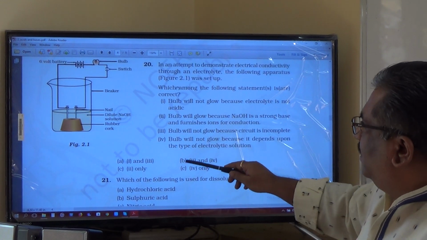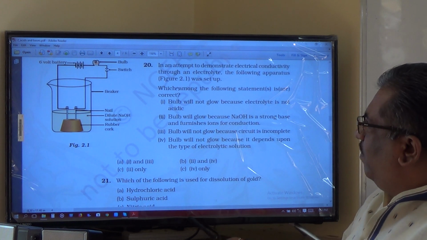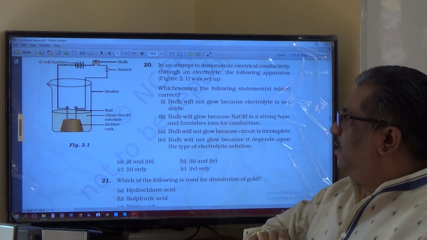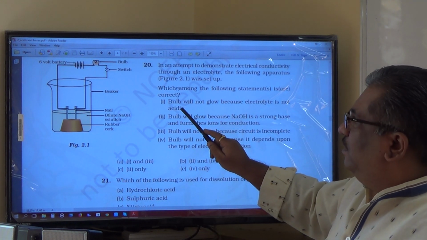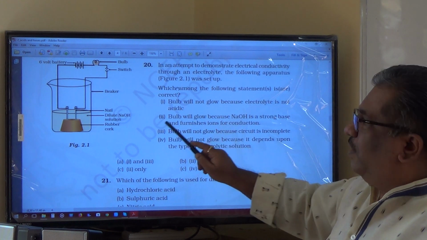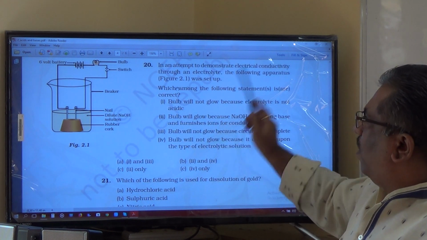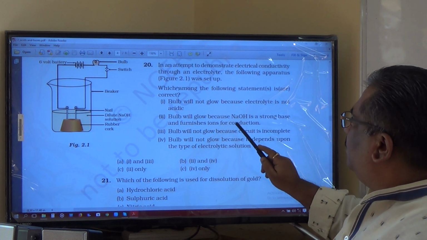See, dear students, here there is one problem. He has given both as C options here, but remember, out of this correct statement I am picking up. Please listen carefully. Bulb will not glow because electrolyte is not acidic. It is wrong, because sodium hydroxide is taken here and it will glow. First statement is wrong. Bulb will glow because NaOH is a strong base and furnishes ions for conduction.